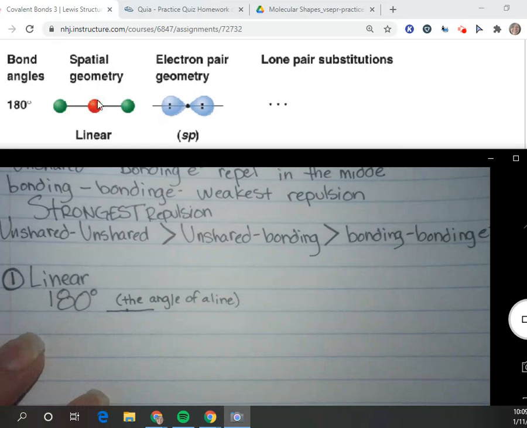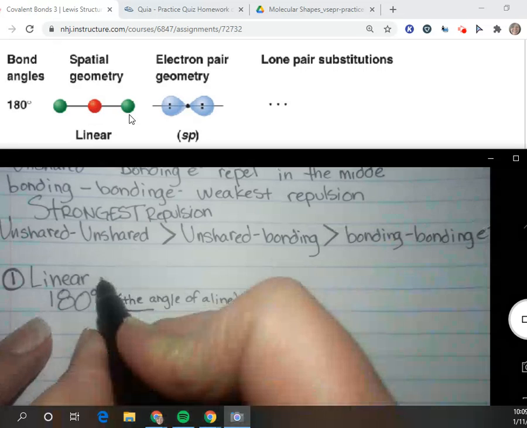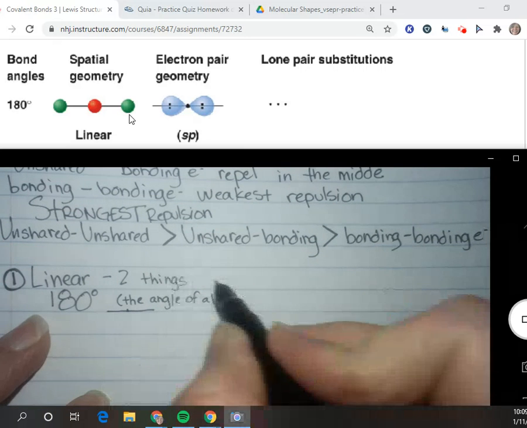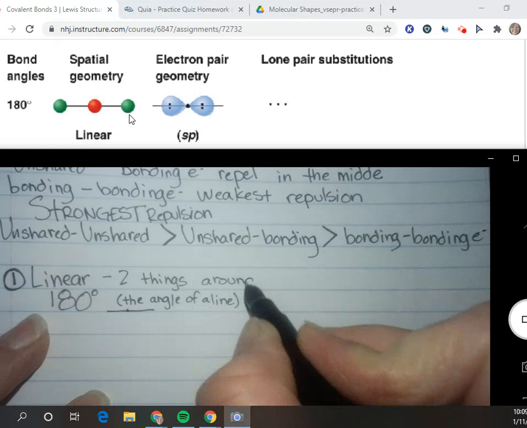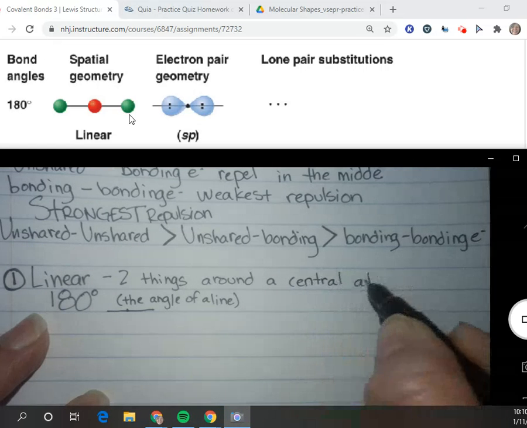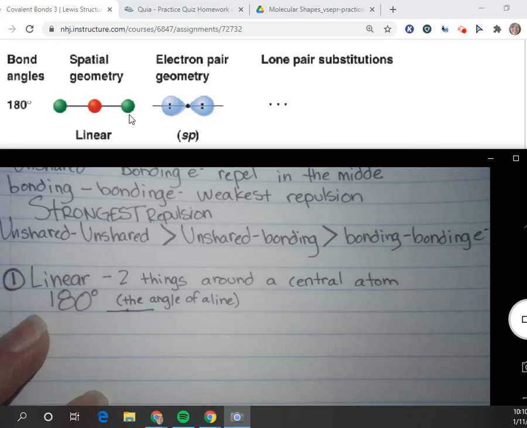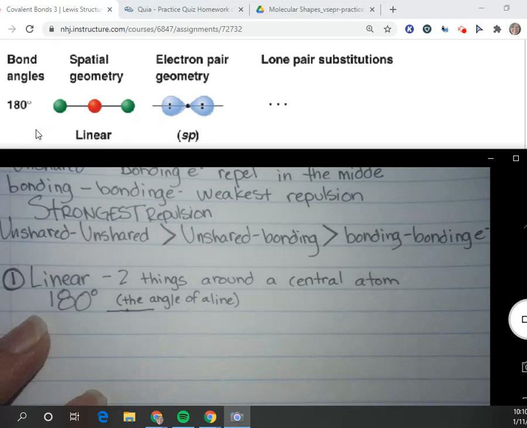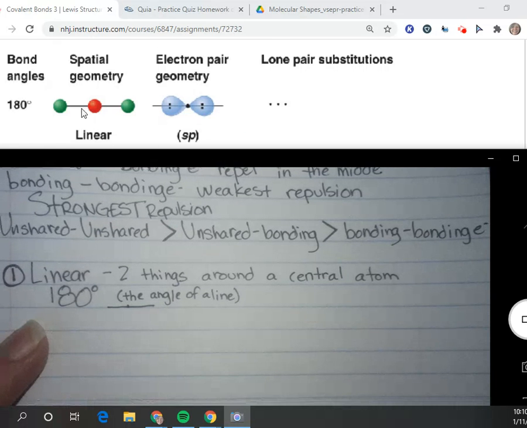All right, so let's make some observations. If we look at the linear model right here, we have a central atom. We have two things on either side. So that's actually how we're going to remember this. Two things around a central atom. And linear is kind of the most simple one because these things around the central atom just want to be as far away from each other as possible, right? So let's move on to the next one.